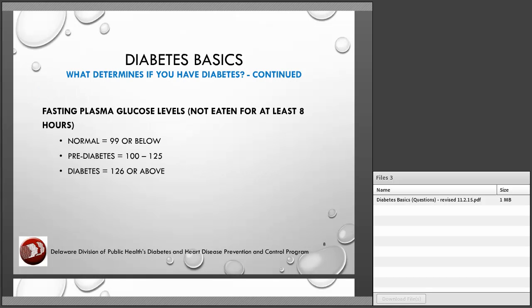What determines if you have diabetes? If your fasting plasma glucose levels, meaning you haven't eaten for at least 8 hours before you have this blood test, are above 126, then you have a diagnosis of diabetes. If they're between 100 and 125, you could be considered pre-diabetic or at risk for having diabetes. And if they're below 99, that's considered normal.